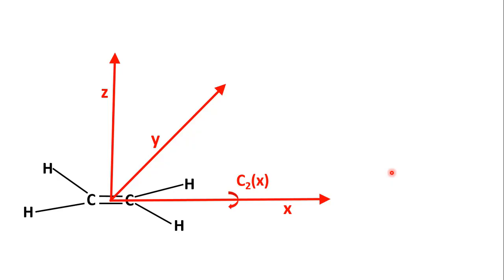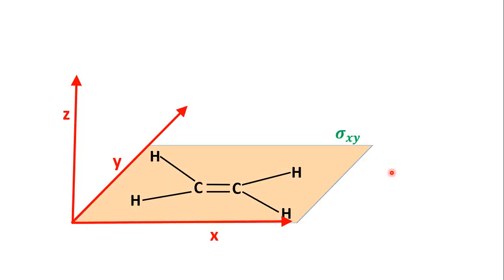C2x is rotation about the x-axis through 180 degrees. C2y is a rotation of 180 degrees about the y-axis. C2z is a rotation of 180 degrees about the z-axis. Sigma xy is the molecular plane, that is, all the atoms of the ethylene molecule are placed in this plane.